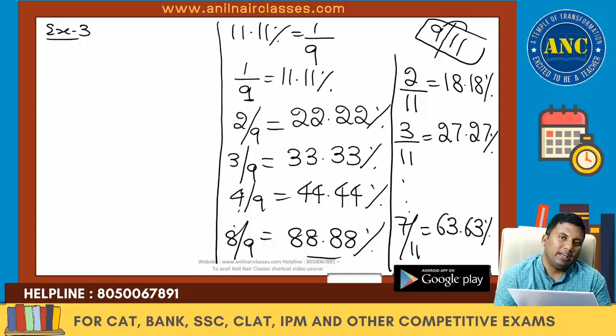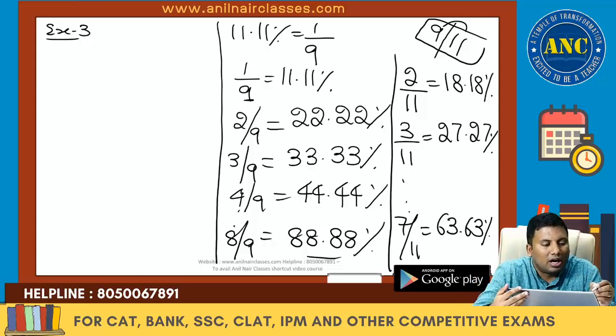2 by 9 is, take the numerator 2, multiply by 11, write down twice. 3 by 9 is 3 times 11, 33.33. 8 by 9 is 8 times 11, 88.88.